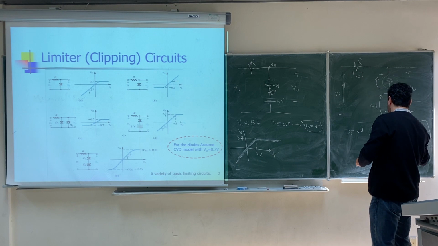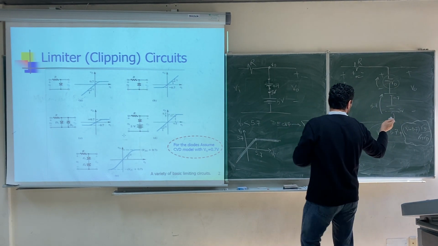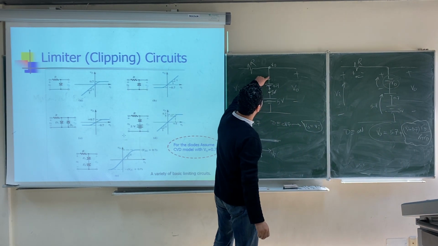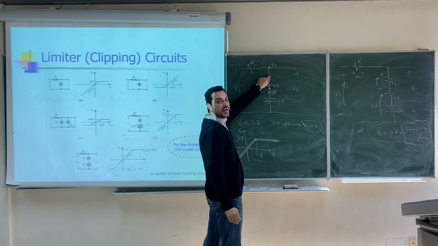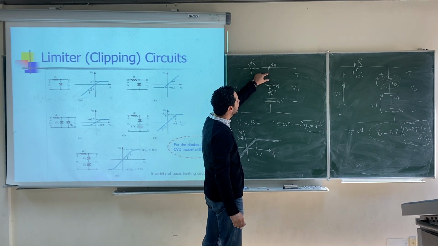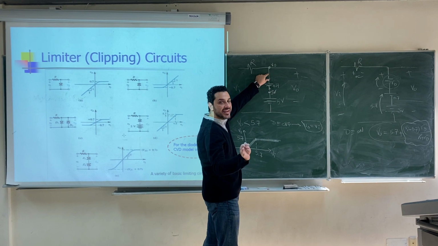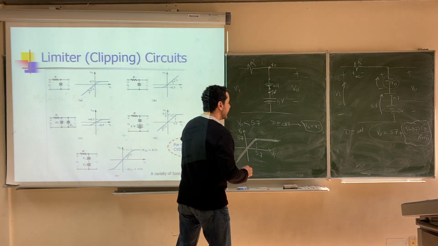So the only difference between the constant voltage drop model and the piecewise linear model is that you will have a resistor here, and while calculating the output voltage, you have to take care of the voltage across this resistor in any way that you learned in the circuit analysis.